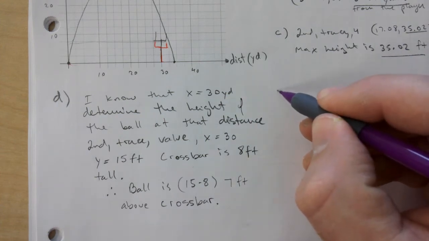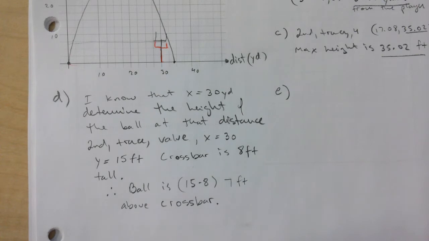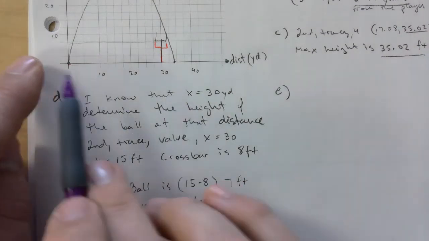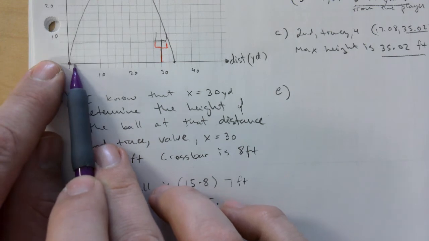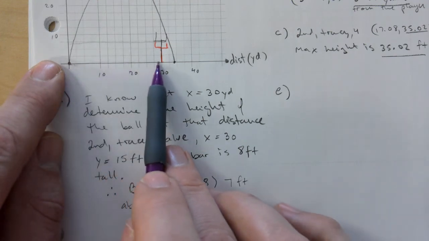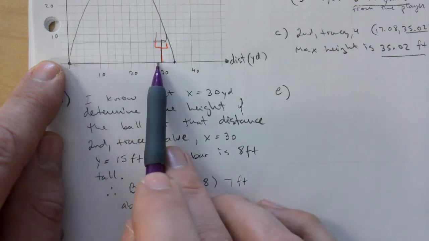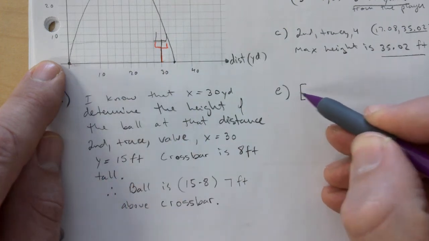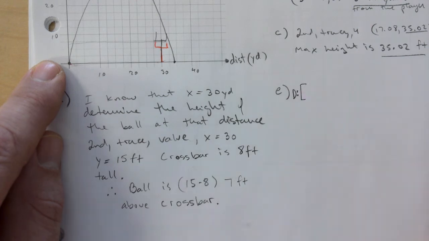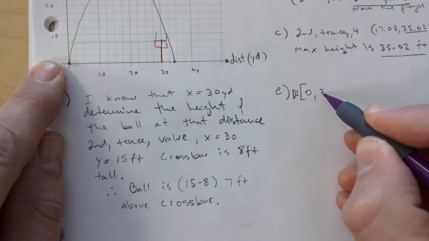E, the dreaded domain and range. State the domain and range. That's E. I'm reading it. If the horizontal distance is restricted to where the goal is. So they're basically telling you that this story will end with the goal post right here, the horizontal distance. So that means that my domain is going to go from 0 to 30. That's it.